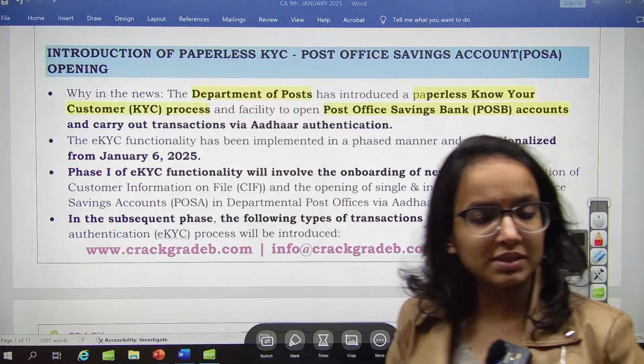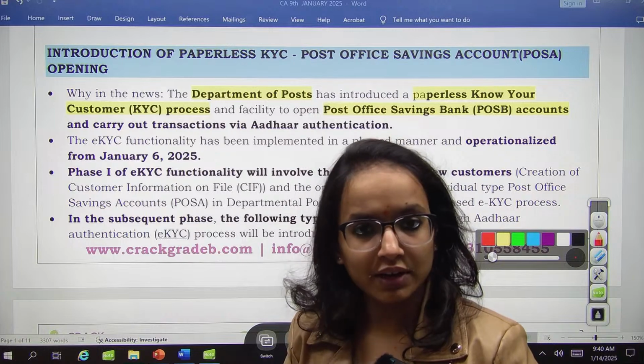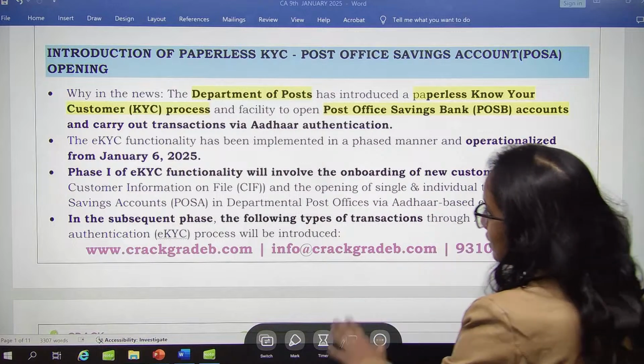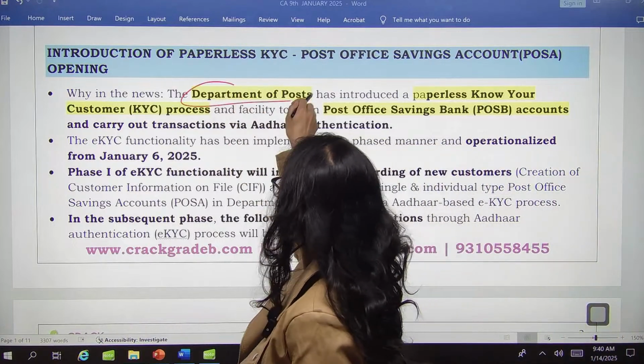So, I hope this is clear, everyone. You will remember about FAO. And remember, 16th October, World Food Day. This can be important, and the headquarters are also important. Then we have the Department of Post.